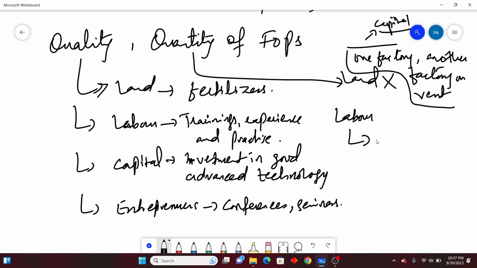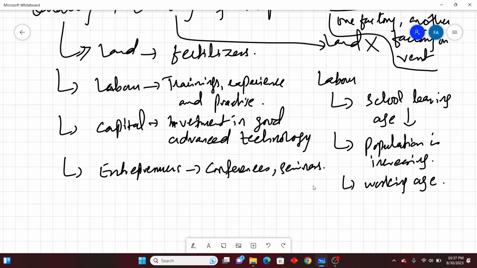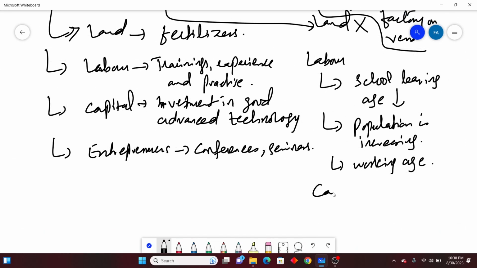Okay. So if we talk about labor, can the quantity of labor be improved? Yes. The school leaving age should be reduced. Okay. And if the population is increasing, the quantity of labor is increasing, because more people will be coming. And if there is more labor under the working age, the quantity of labor can be improved.